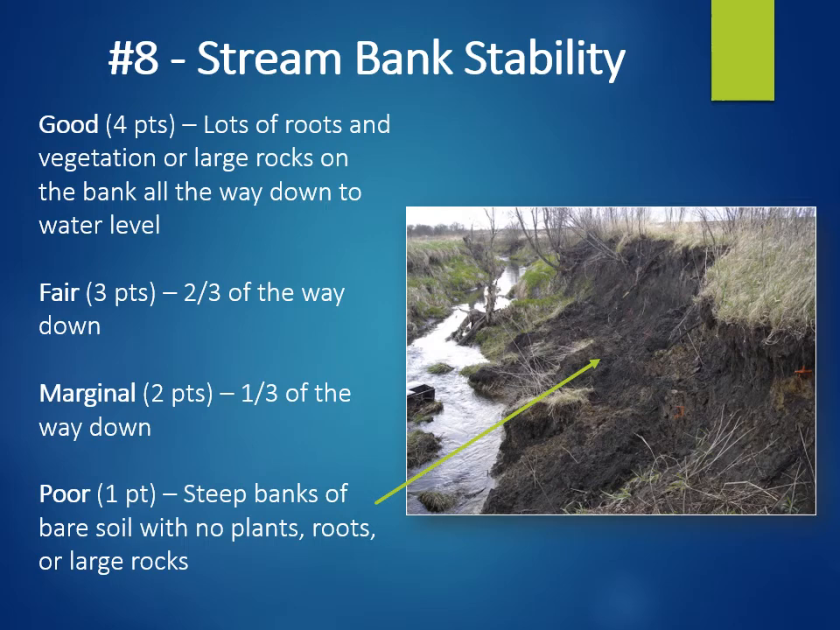Stream bank stability is directly related to the previous erosion category, in that the increased erosion of the banks impacts the steepness and height of the bank slope. When large areas of bare dirt, exposed tree roots, undercut areas, and trees falling into the stream are seen along the stream banks, it's a sign that the banks aren't stable.